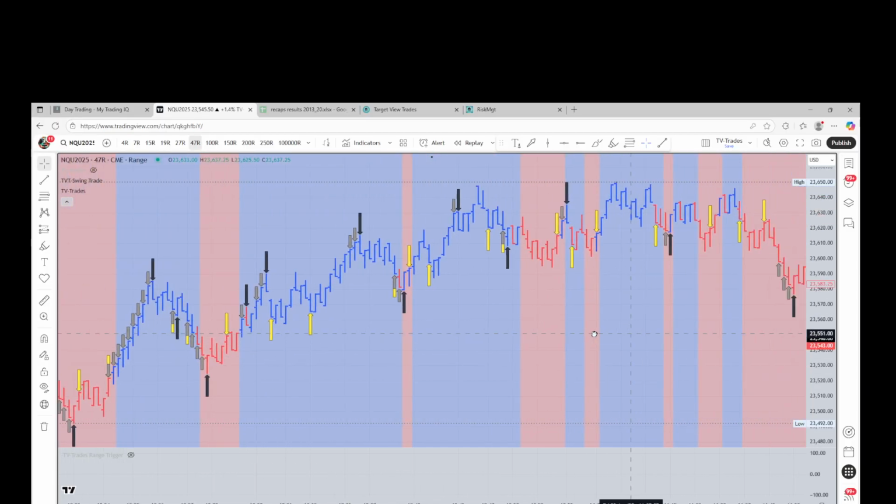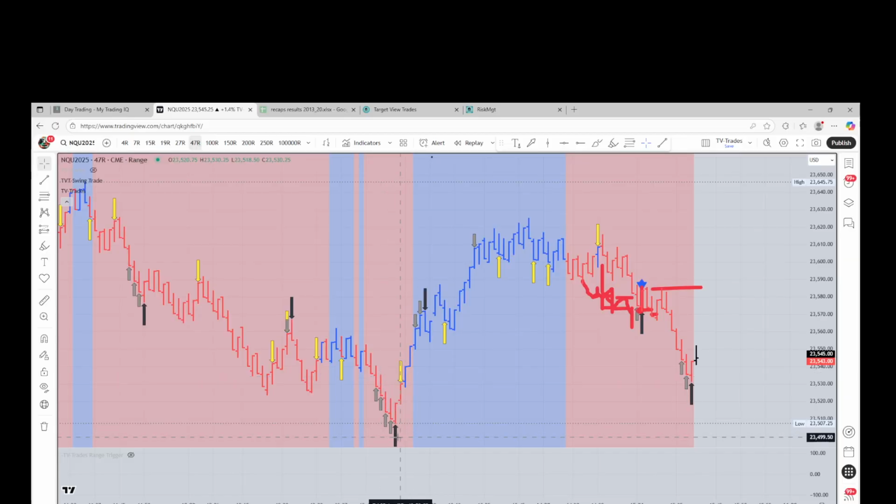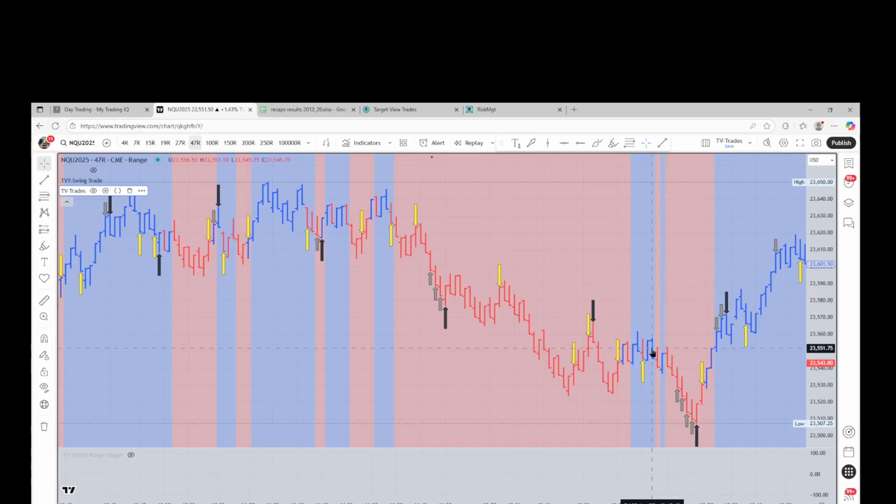The idea behind the swing trade is to get you in at the end of the trend. So typically it's going to be the opposite of the background color, because the idea is to get you in at the end of the trend, not at the beginning of the trend. That's why it's a swing trade. So that, I think, might answer your question, John.